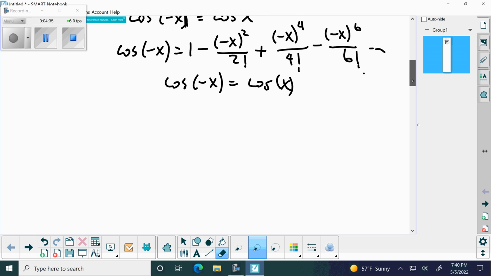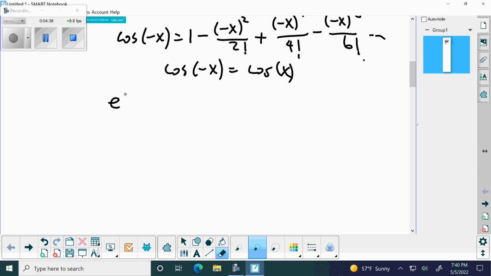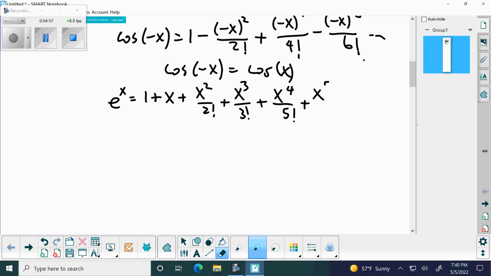How about the power series expansion for e to the x? E to the x is equal to 1 plus x plus x squared over 2 factorial plus x cubed over 3 factorial plus x to the 4th over 4 factorial plus x to the fifth over 5 factorial, and so forth. So there's e to the x.